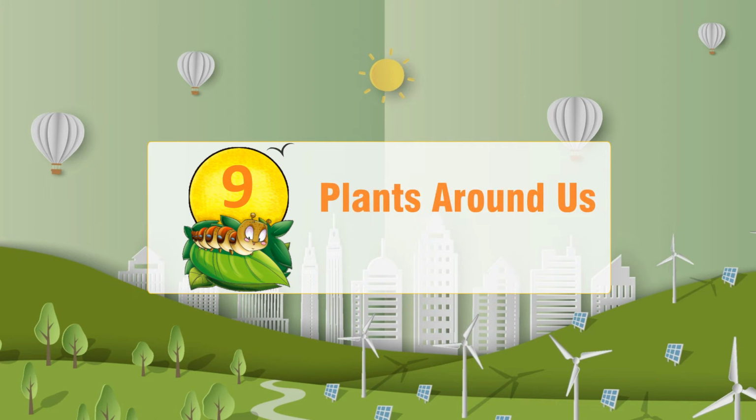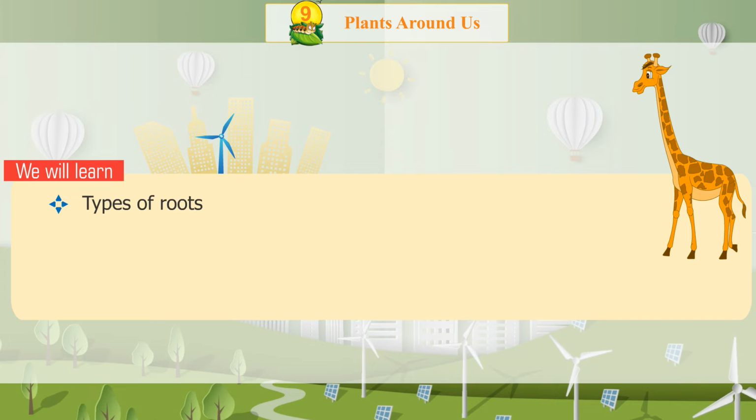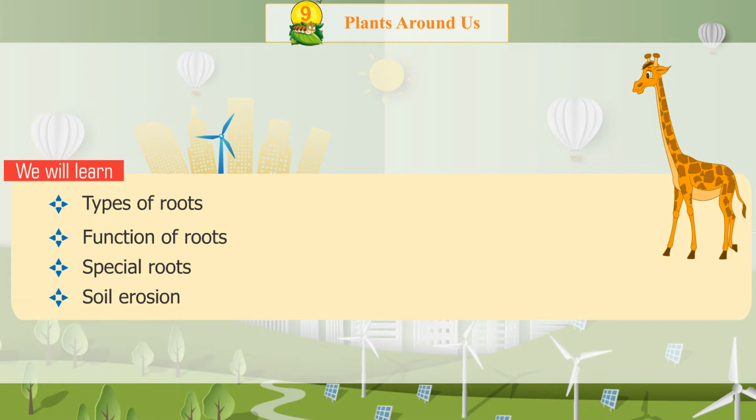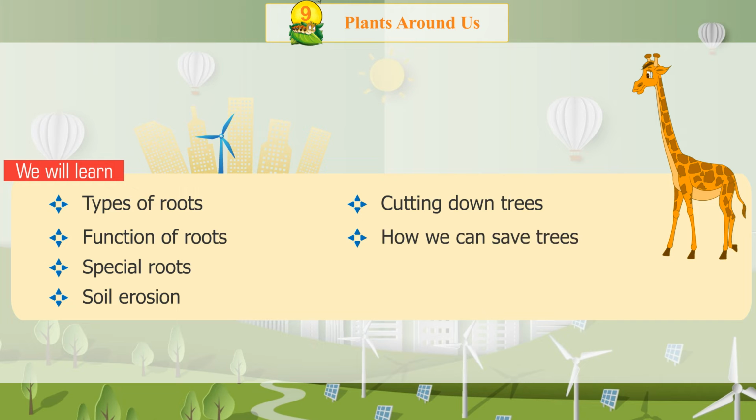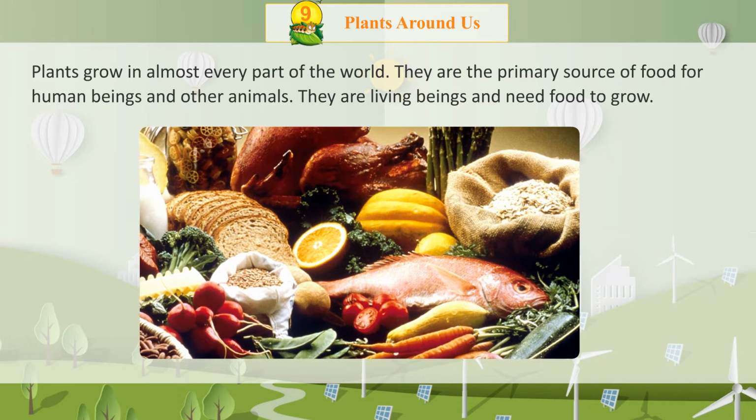Chapter 9. Plants around us. We will learn types of roots, function of roots, special roots, soil erosion, cutting down trees, how we can save trees, looking after plants. Plants grow in almost every part of the world.